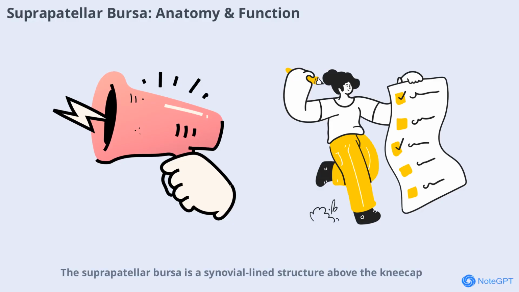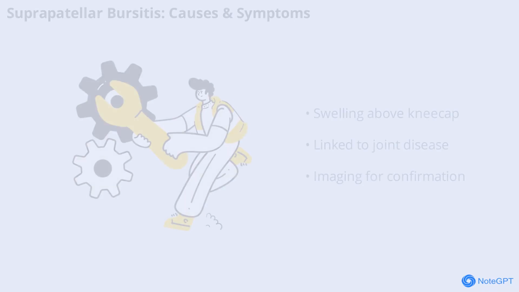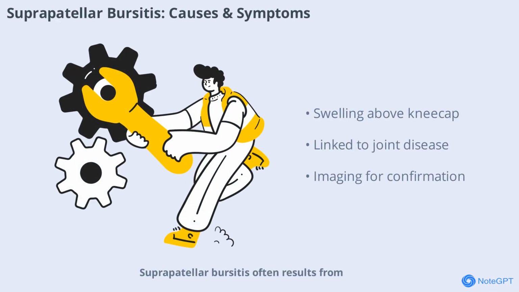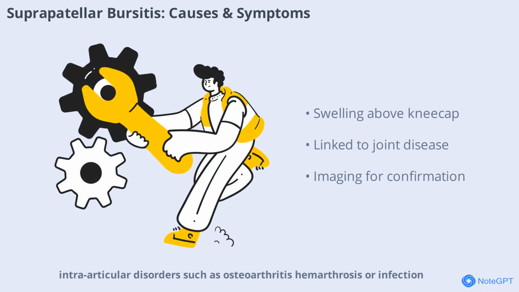Suprapatellar bursa is a synovial-lined structure above the kneecap, between the quadriceps tendon and the femur. In most adults, it communicates with the knee joint, making it a common site for effusion in joint pathology. Its main role is reducing friction during knee motion, but it's susceptible to inflammation from joint diseases like osteoarthritis or rheumatoid arthritis. Upper bursitis often results from intra-articular disorders such as osteoarthritis, hemarthrosis, or infection.